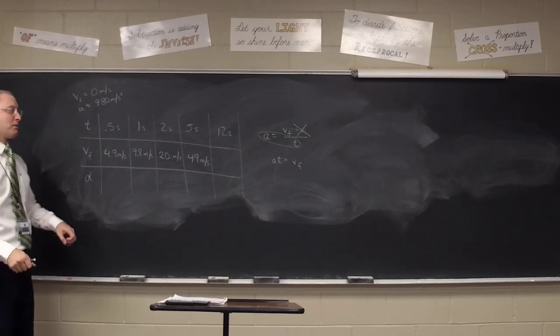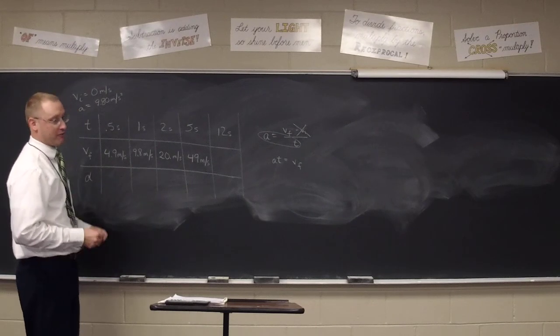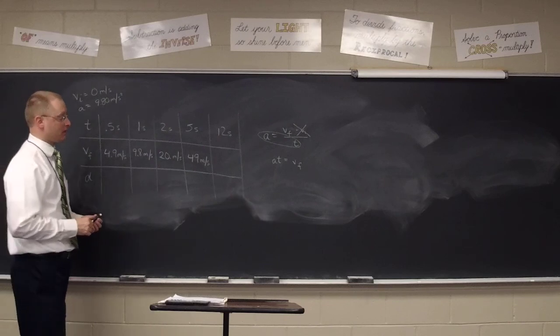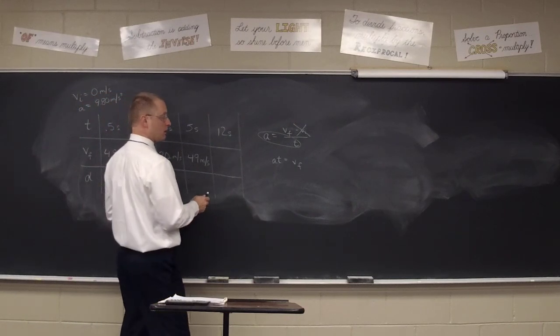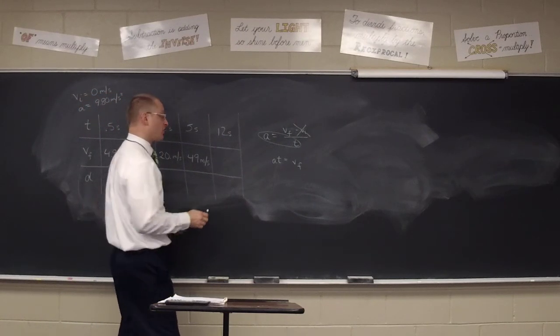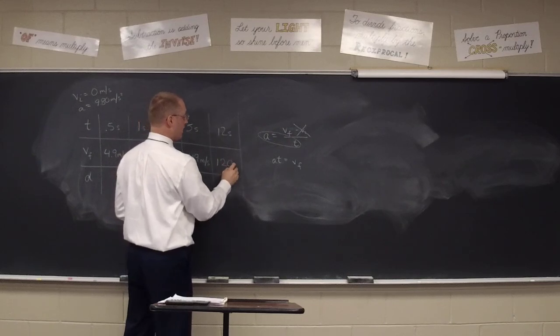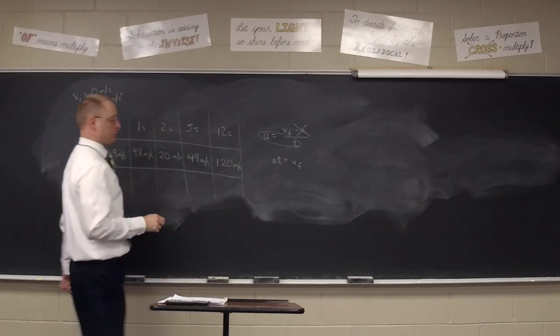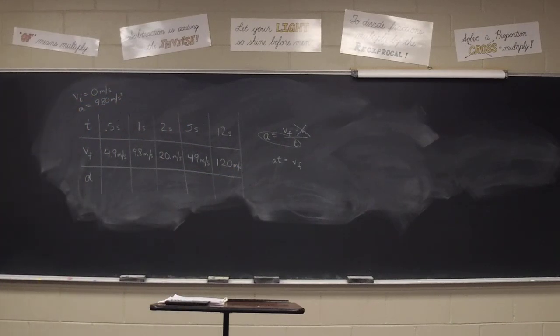And then if an object managed to fall for 12 seconds, how fast would it be going when it finally hits? 117.6, so we'll round to 120 meters per second. Just insanely fast. Now, the next question, how far would the object fall?